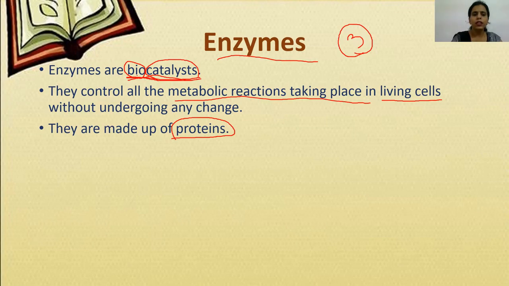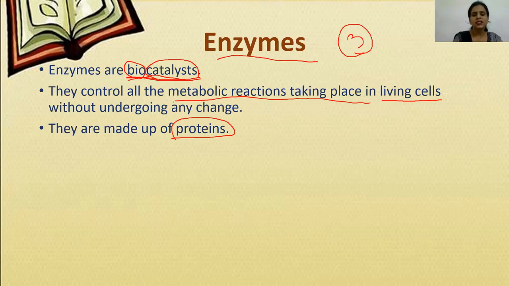Just for writing this one particular term biocatalyst, you can get 2 marks, and if you also write they are made up of proteins, you will get 3 marks. But remember the mistake generally made by students: when you write that enzymes are biocatalysts, and then you write as the third point that they control all the metabolic reactions taking place in living cells without undergoing any change, that's it. You won't be awarded 3 marks for this. You'll get only 2 marks. Why?